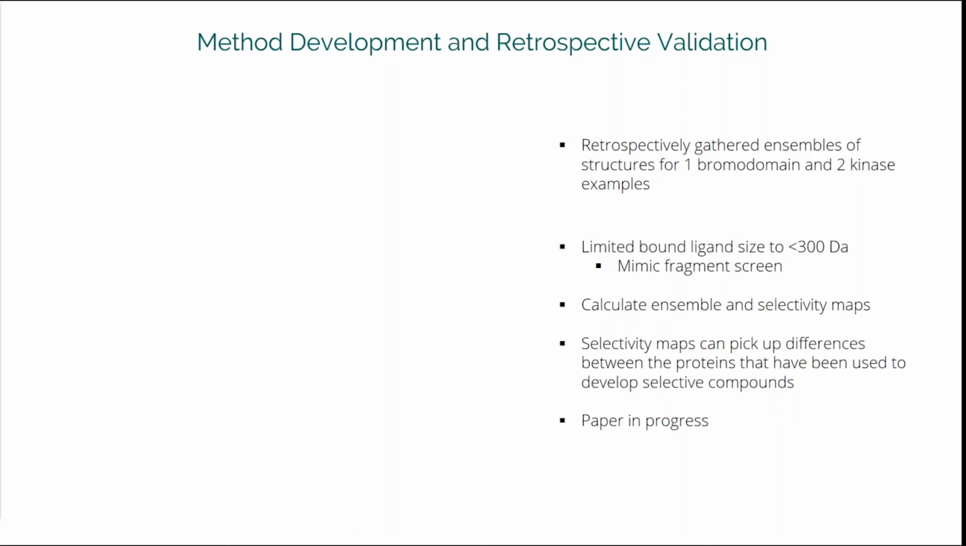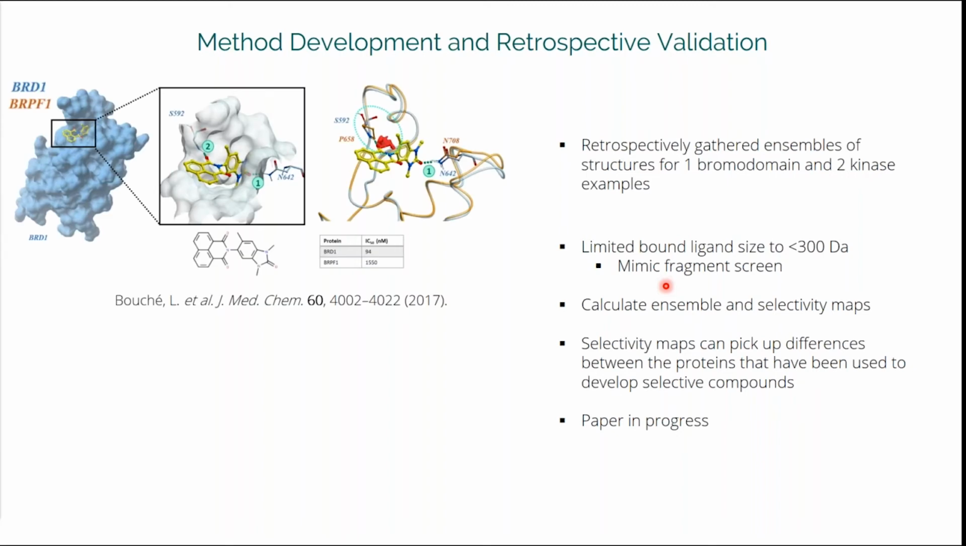And then to validate the method, we compiled retrospective examples of cases where a fragment or ligand has been elaborated with the goal of gaining selectivity over a closely related off-target. And then to simulate a fragment screening scenario, only structures with bound ligands smaller than 300 Daltons that are not crystallization additives were used. And then, we saw that the selectivity maps could detect and prioritize binding site features that have been used to drive the development of selective compounds.